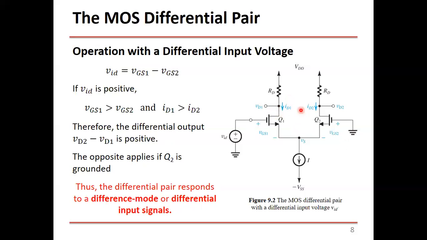This current here, ID1, is higher than ID2. Why is ID1 higher? Because VGS1 is higher than VGS2. And we know that the current ID1 is proportional to the VGS1 square, and the current ID2 is proportional to the VGS2 square. So if VGS1 is greater than VGS2, then ID1 is greater than ID2. If ID1 is greater than ID2, then VD1 is less than VD2. Is that correct?